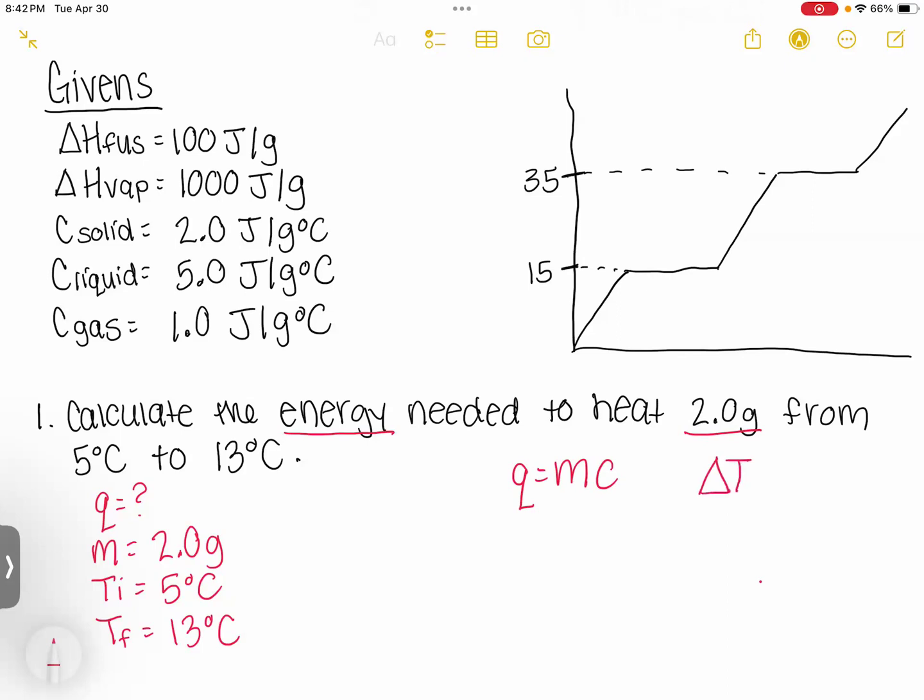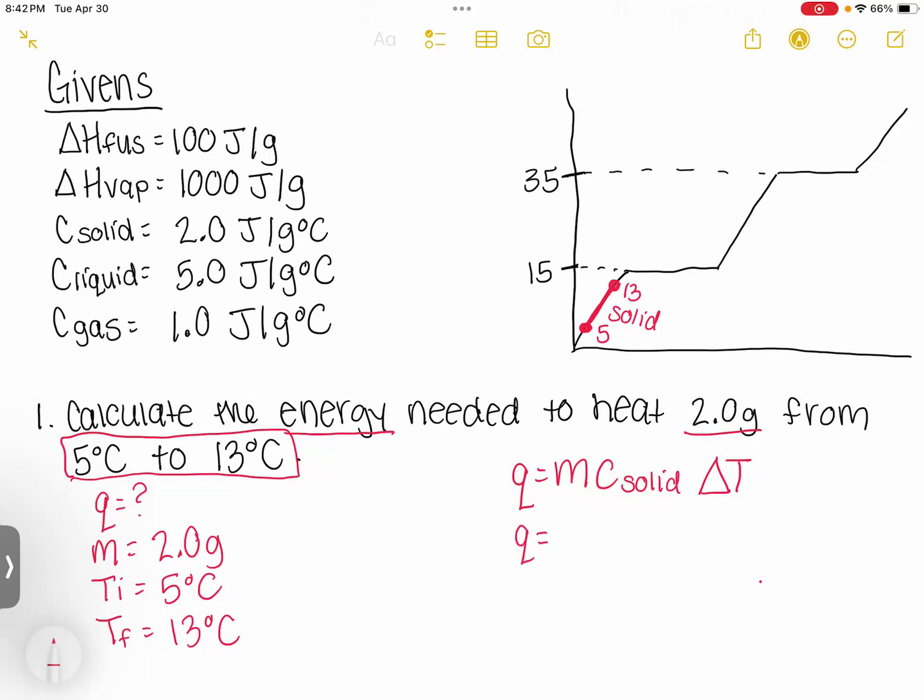Next, we have 3 specific heat values, C solid, C liquid, C gas. We need to figure out which of those we're going to use. And the best way to do that is to go to your heating curve or cooling curve and find the temperature range that you are given. We want to heat the substance from about 5 degrees Celsius to 13 degrees Celsius. Based on where we are in the curve, between 5 and 13 degrees Celsius, the substance is a solid. So that means I need to use the specific heat value of my solid.